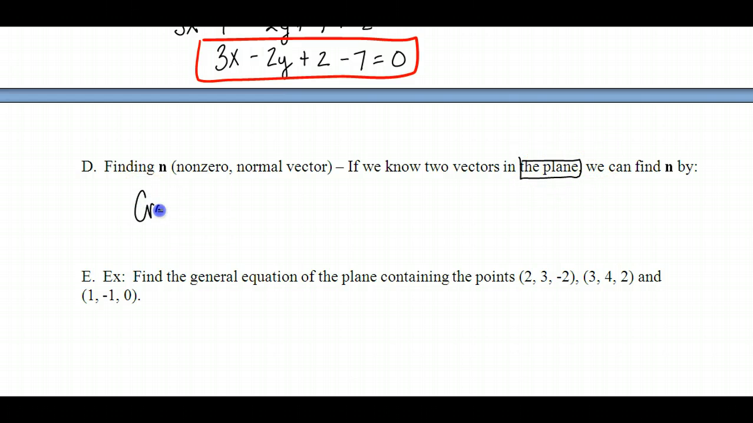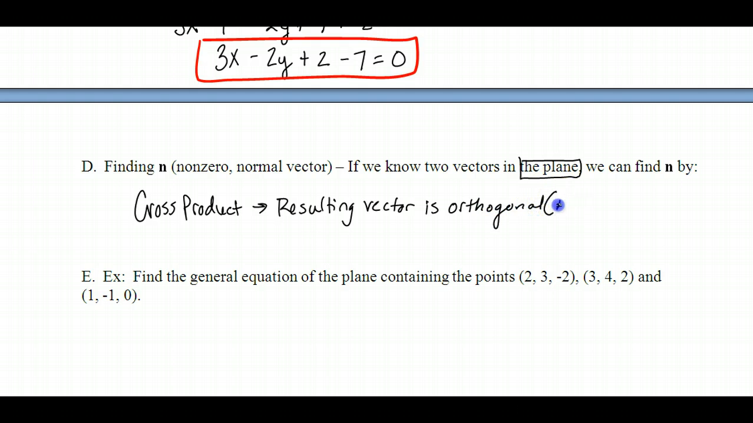So we can use our cross product, and we know then that the resulting vector is orthogonal or normal to both original vectors.